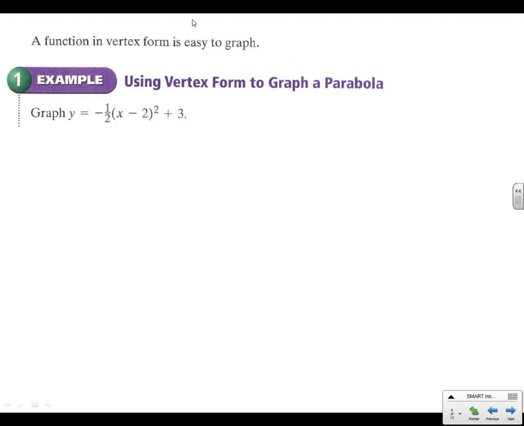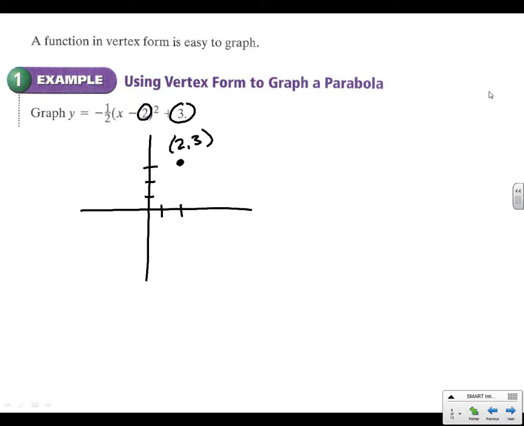There's a note in your textbook that says a function of vertex form is easy to graph, so we like it when it's in this form, and you'll see why here. So we've got our coordinate plane. We're going to go to 2, 3, 2 for our x, 3 for our y, and that's going to be our vertex. All right, so that's why they're saying this is fairly easy, because we know what our vertex is. All right, so then the next step is we need one more point. I'll just put this in here so I don't forget it. 2, 3 is the vertex.